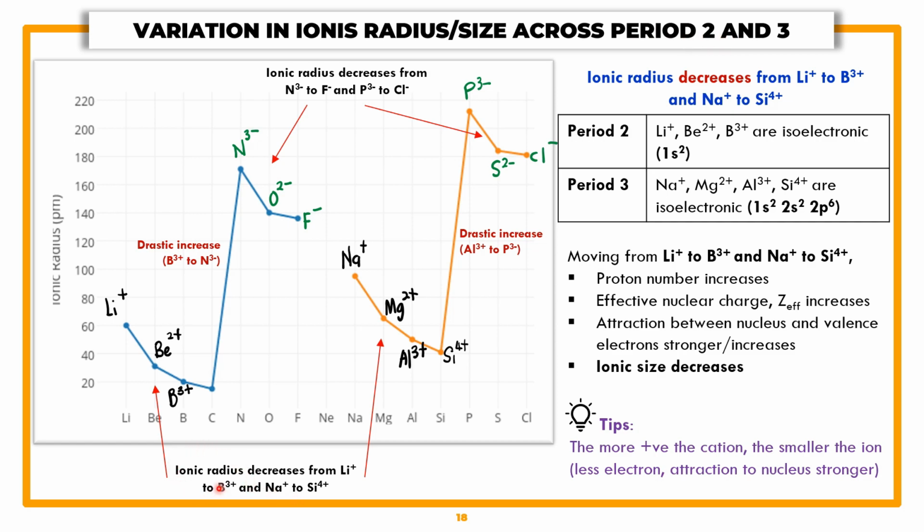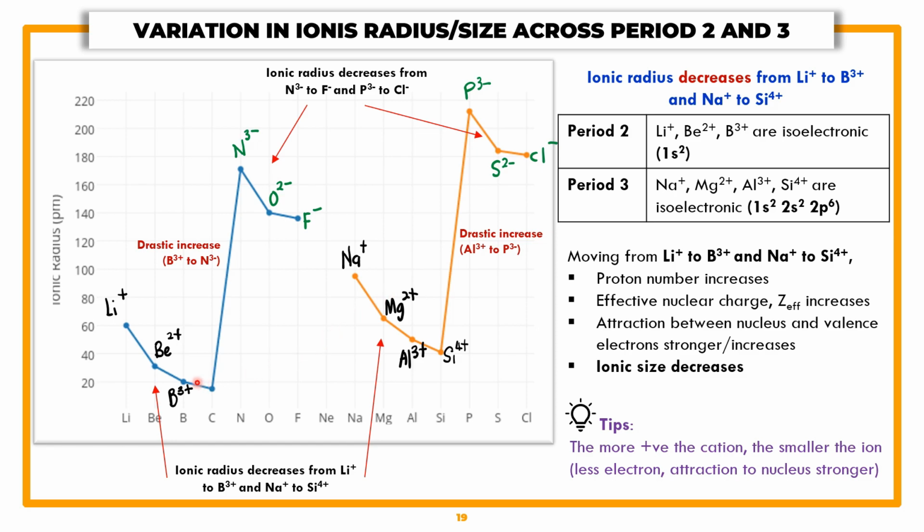Okay, yang pertama, ionic radius among the cation, okay, for period 2 dan juga period 3. Yang kedua, the drastic increase between cation and anion for each period here. And the last part will be the changes in ionic radius for the anions. Bahagian yang pertama, kita akan bincangkan tentang ionic radius of cation for period 2 and period 3.